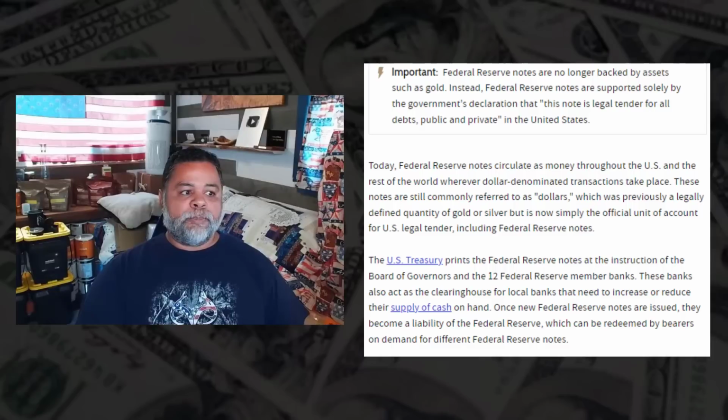The U.S. Treasury prints the Federal Reserve notes at the instruction of the Board of Governors and the 12 Federal Reserve member banks. These banks also act as the clearinghouse for local banks that need to increase or reduce their supply of cash on hand. Once new Federal Reserve notes are issued, they become a liability of the Federal Reserve, which can be redeemed by bearers on demand for different Federal Reserve notes.